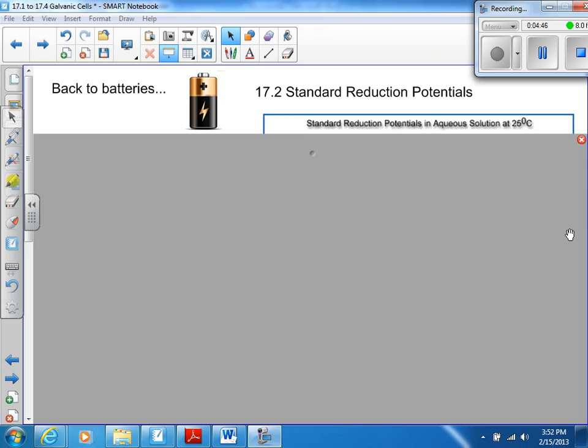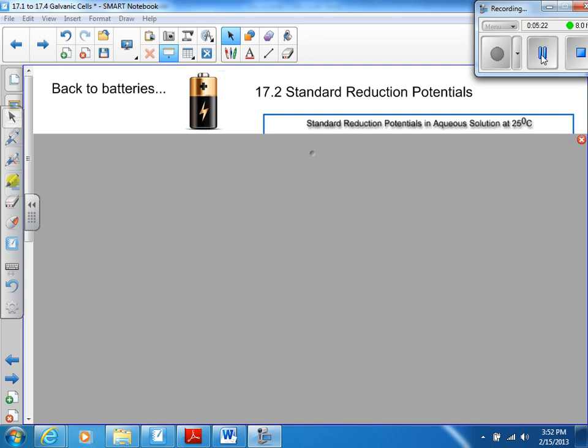Section 17.2, standard reduction potentials. Back to the batteries. How do these things work? They're galvanic cells where you have half cells that are physically separated. Down the middle you have, I can't remember if it's the cathode or the anode, and then on the outside you have the anode. And they get connected by a wire. When you connect the battery to something, you could take a wire and put it from the positive end over to the negative end, and then you would complete the circuit and the galvanic cell would start operating.